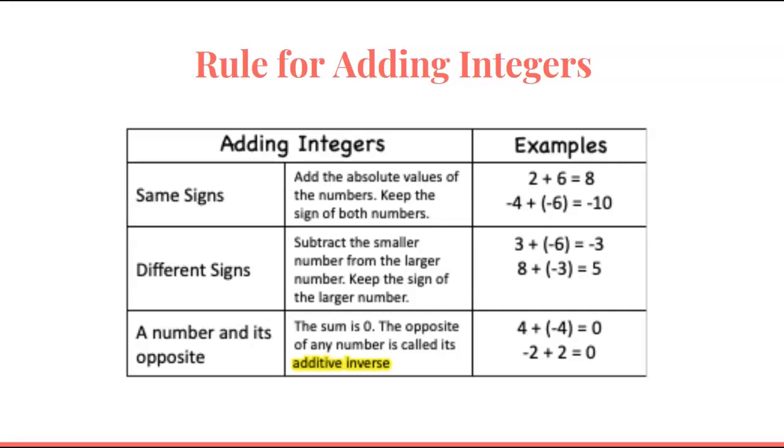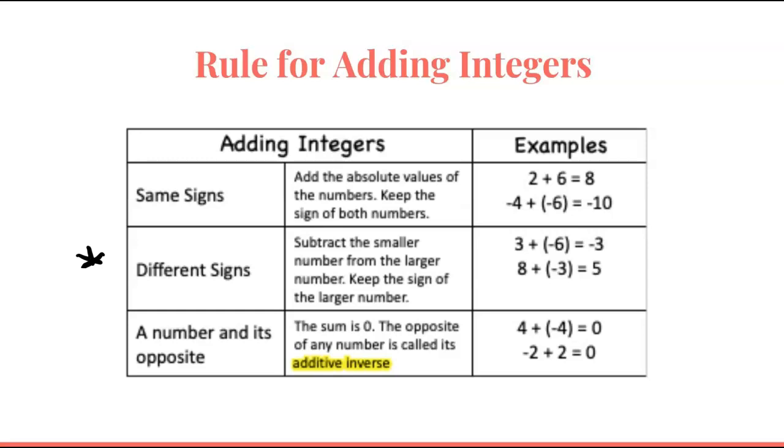The first rule we talked about in the last video: if you add two numbers with the same sign, you add the absolute values, keep the sign. So a positive and a positive give you a positive, a negative and a negative give you a negative. Okay, our rule for today is adding integers with different signs. So our rule is we subtract the smaller number from the larger number. So we're talking about absolute values. Okay, and then we keep the sign of the larger number.